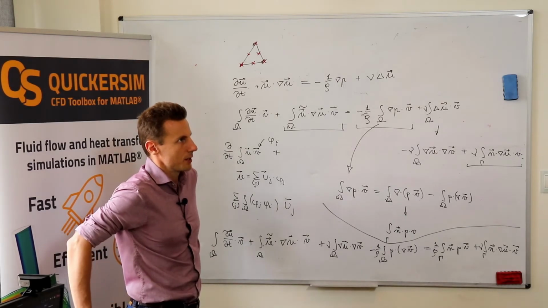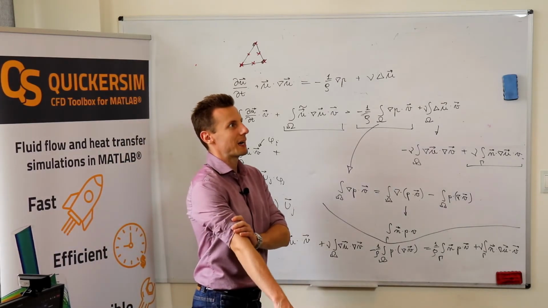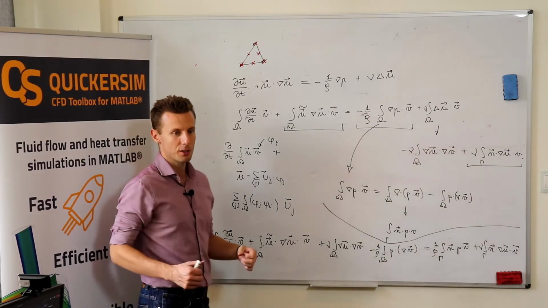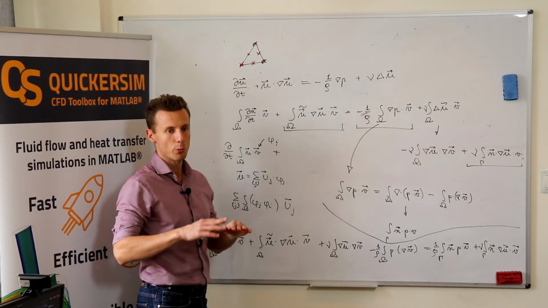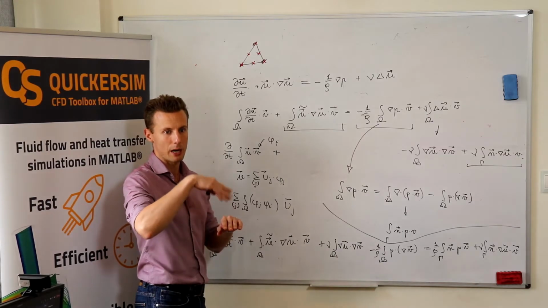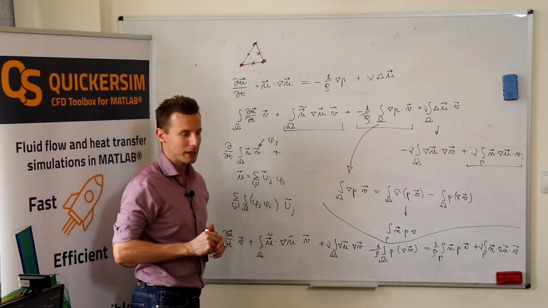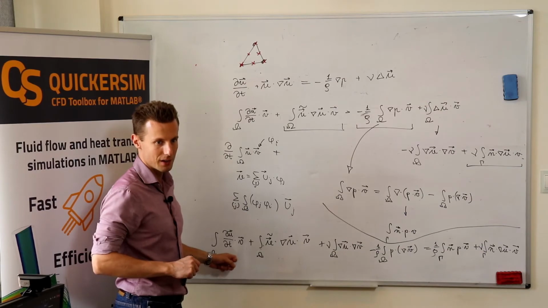Actually, in finite elements, it's always implicit. Why? Because for finite differences, we were able to produce an explicit scheme to calculate the new value. Why can't you in finite elements?